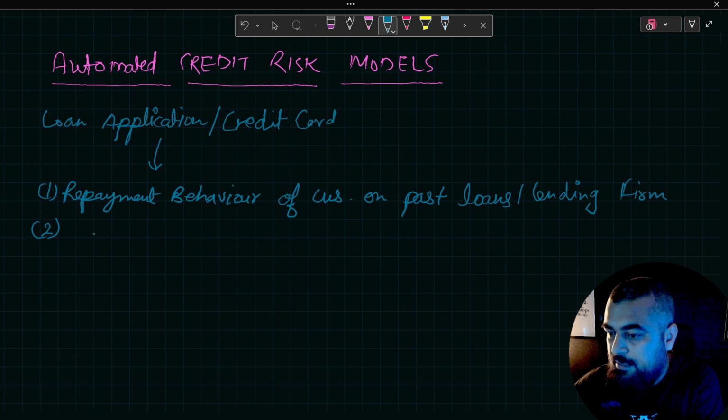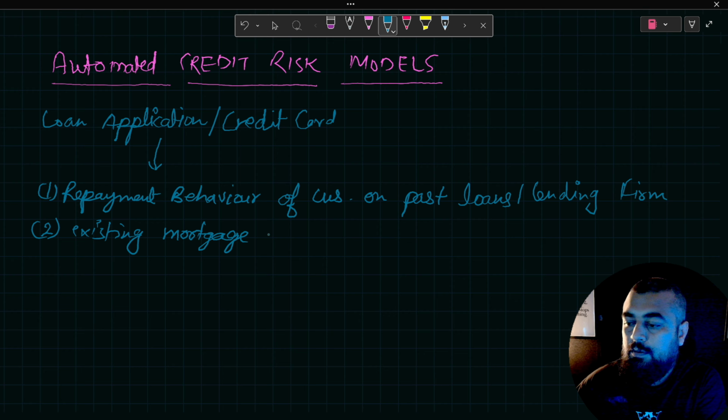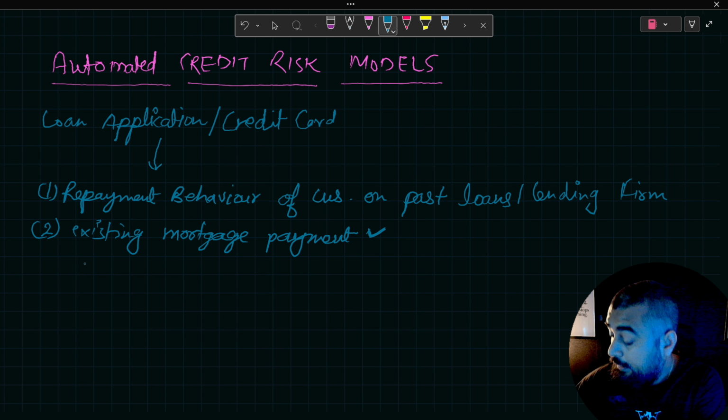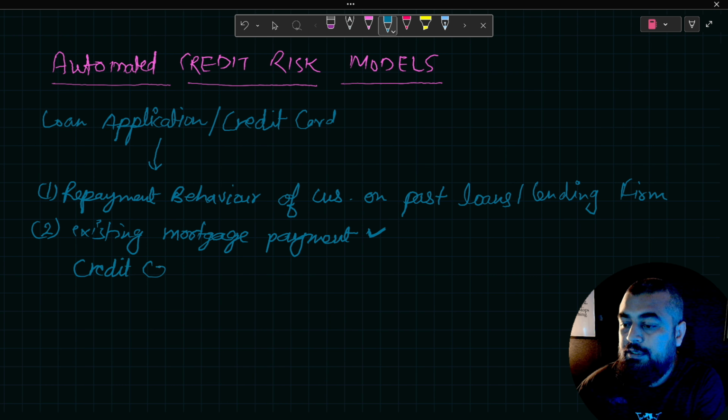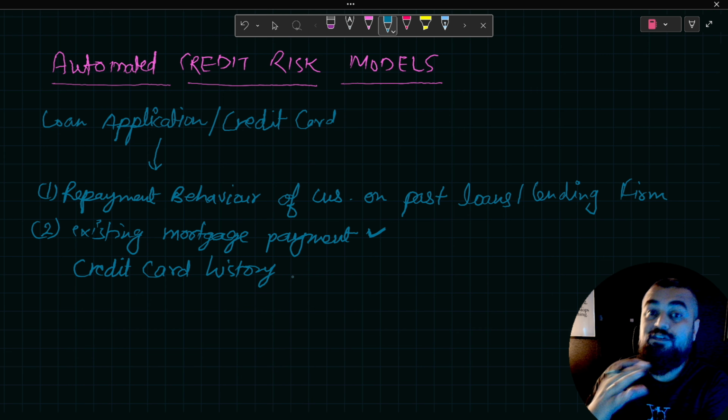The first step is we check the existing mortgage payment history. This gives us an understanding of how the history of the person is in terms of repayment. The second step here is credit card history. We check credit card history. We consider that the person would be having history with any other bank and also in our bank.